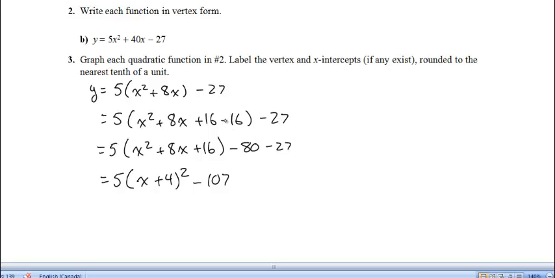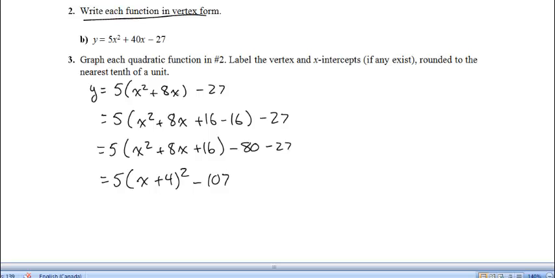I took the negative 16 out of the brackets. When I do that, I have to remember to multiply it by positive 5. And 5 times negative 16 is negative 80. Minus 27 gives us negative 107. And that perfect square trinomial is always going to be the square root of the first term, which is x, whatever the first sign is, plus in this case, and half of the coefficient of the next term, so 4. So I get 5 times x plus 4 squared minus 107. So that's writing the function in vertex form.